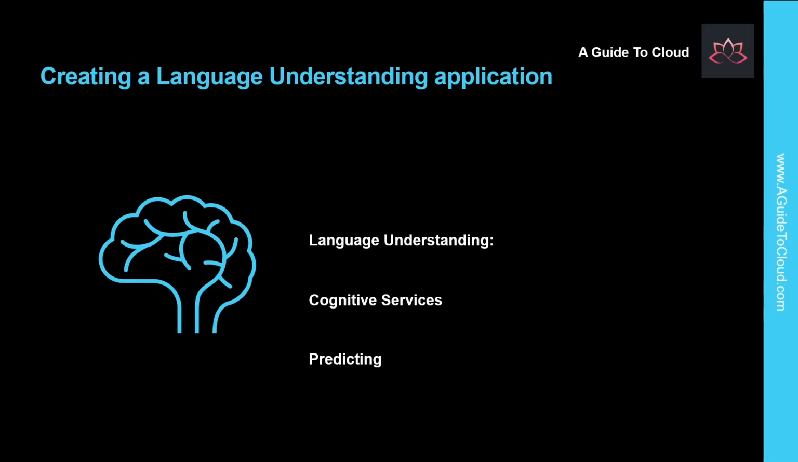Then you must publish the model so that client applications can use it for intent and entity prediction based on user input. For each of the authoring and prediction tasks, you need a resource in your Azure subscription. The two services you need in Azure are language understanding and cognitive services. So let me show you where you can find language understanding.